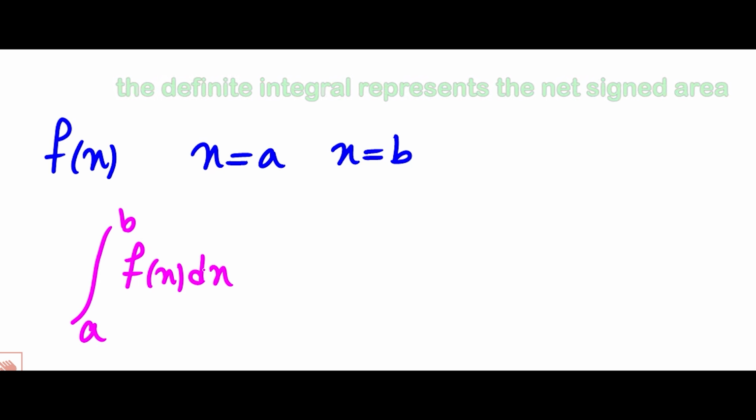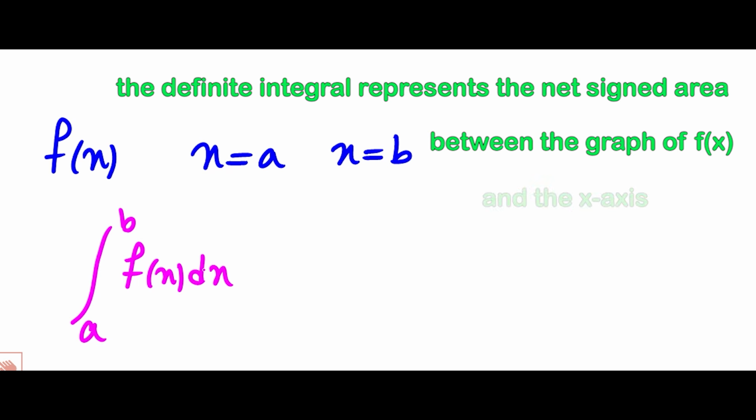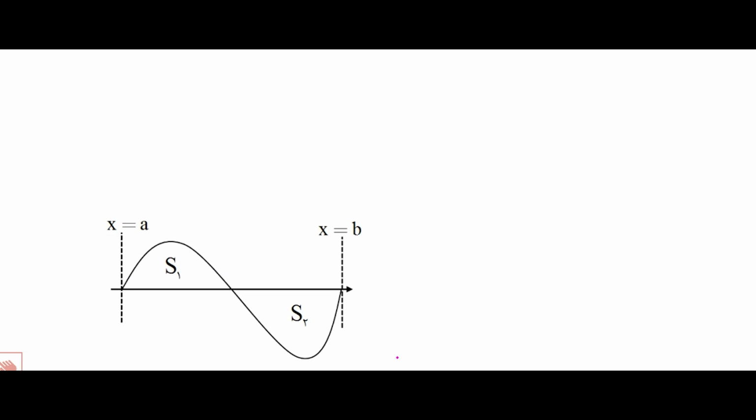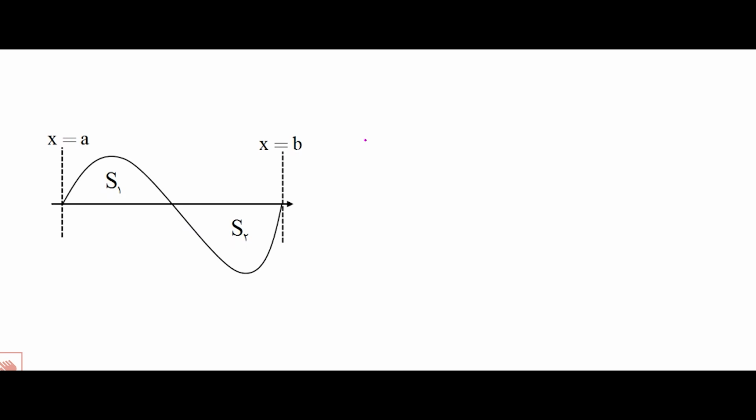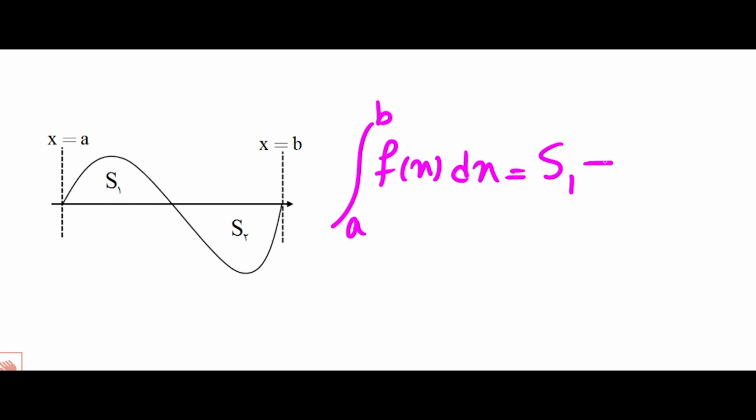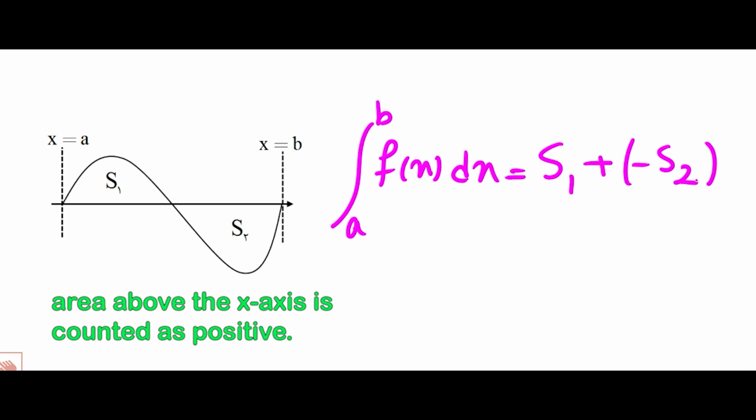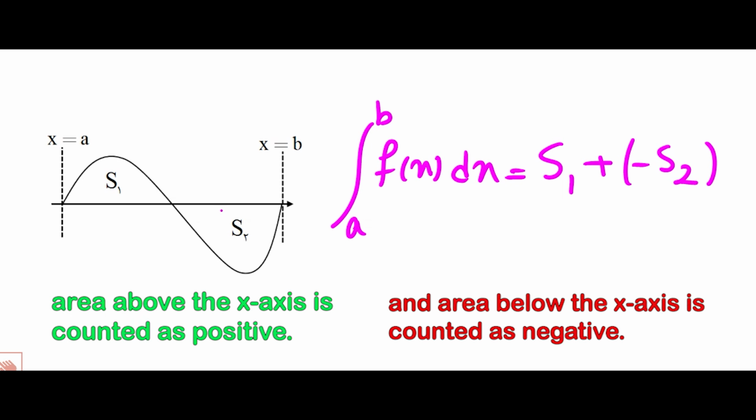Now conceptually, the definite integral represents the net signed area between the graph of f of x and the x-axis from x equals a to b. So look at this graph. In this graph, the integral of f of x from a to b dx is S1 plus negative S2, because area above the x-axis is counted as positive and area below the x-axis is counted as negative.